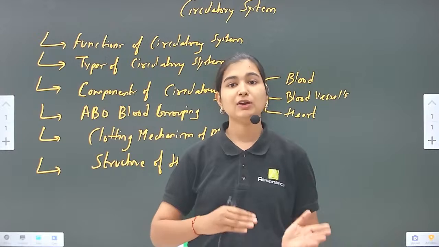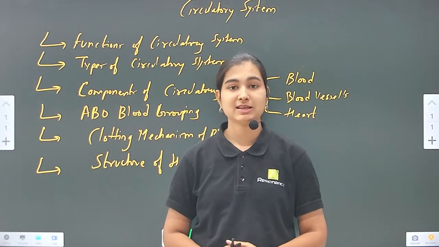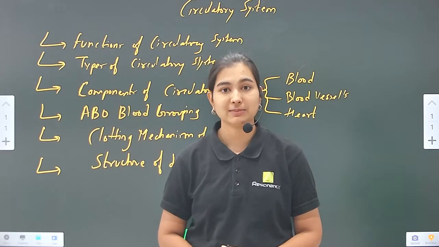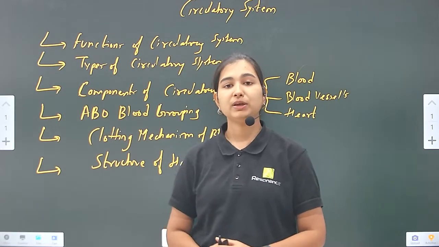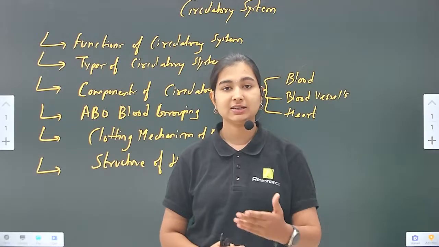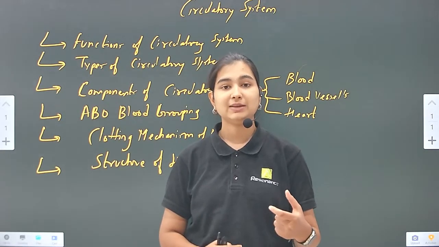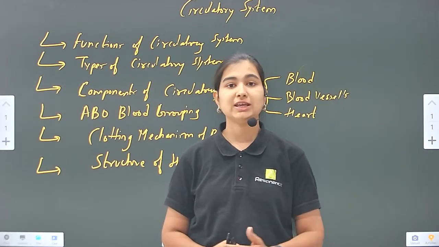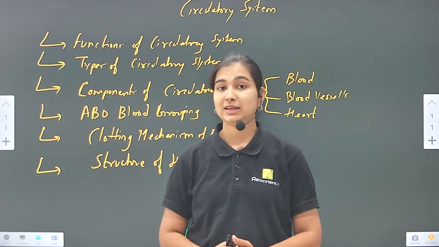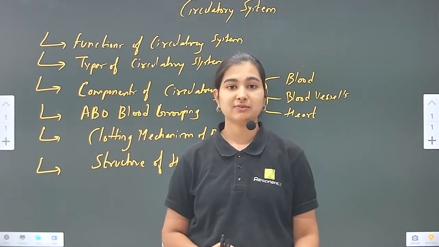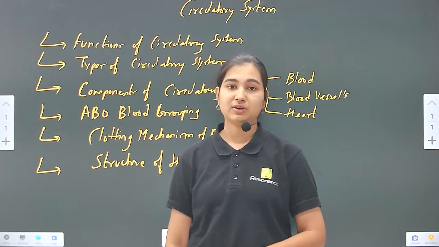Okay, and you have the opposite antibodies in the plasma. For example, in blood group A, you have antigen A, and in the plasma, you have antibody B. Okay, in blood group B, you have antigen B on the cell surface, and antibody A in the plasma. In blood group AB, you have both antigens A and B, and you don't have any antibodies in the plasma. In blood group O, you don't have any antigens on the cell surface, but you have antibodies in the plasma.